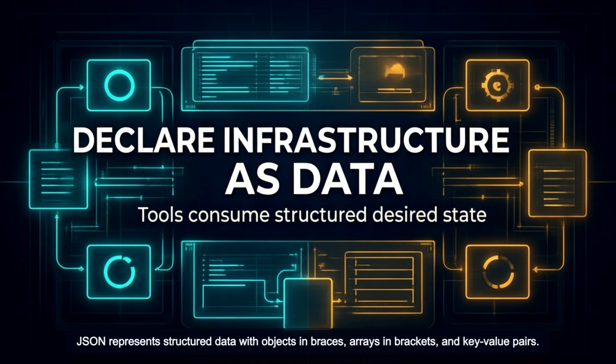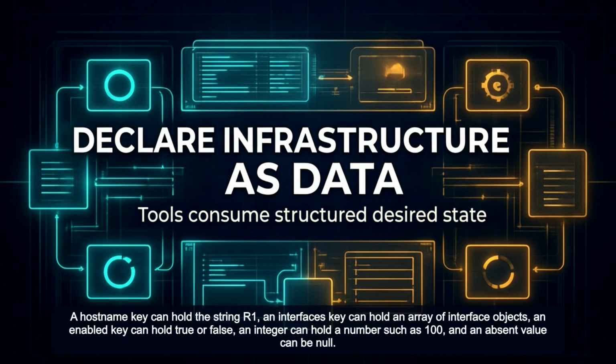JSON represents structured data with objects and braces, arrays and brackets, and key value pairs. A hostname key can hold the string R1. An interfaces key can hold an array of interface objects. An enabled key can hold true or false. An integer can hold a number such as 100, and an absent value can be null.